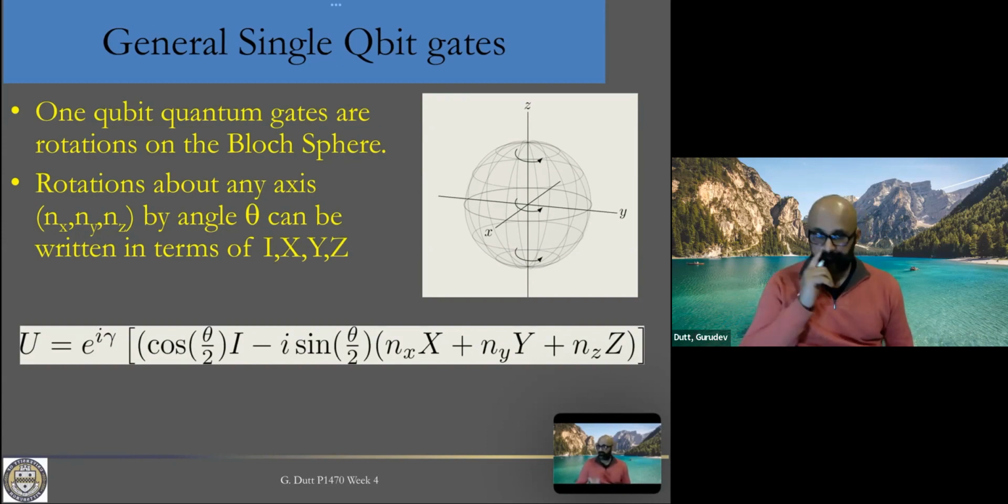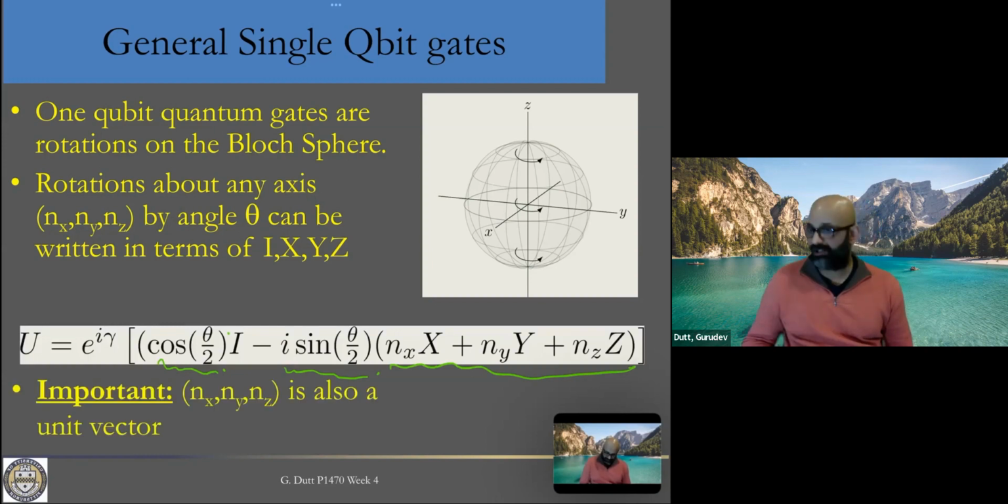So it says that I have to take the cosine of half the angle and multiply the identity gate, and then minus i times the sine of half the angle, and then this general result over here, nx times X plus ny Y plus nz Z. Again, I'm not proving this. This is a result that comes from quantum physics, so we can't get into it here. But please note that the way I've defined this, nx, ny, nz has to be a unit vector, which means that we must demand that nx squared plus ny squared plus nz squared must add up to 1. So it's a rotation around the unit vector n.